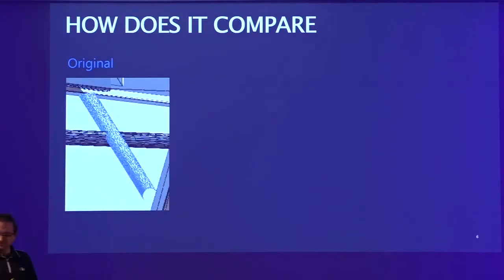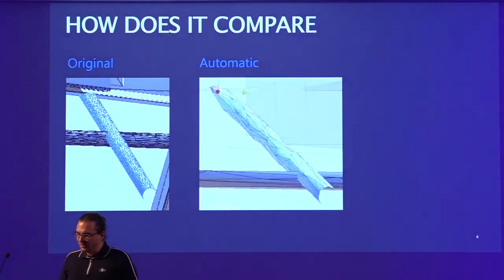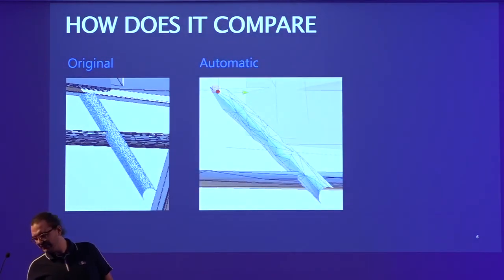How does it compare? So this is the original. I just picked out one of the client examples, like that was from a building. So this is actually a beam, right? A beam inside a building. And so the automatic reduction, where this version was done, the research was done with Simplygon, I think.